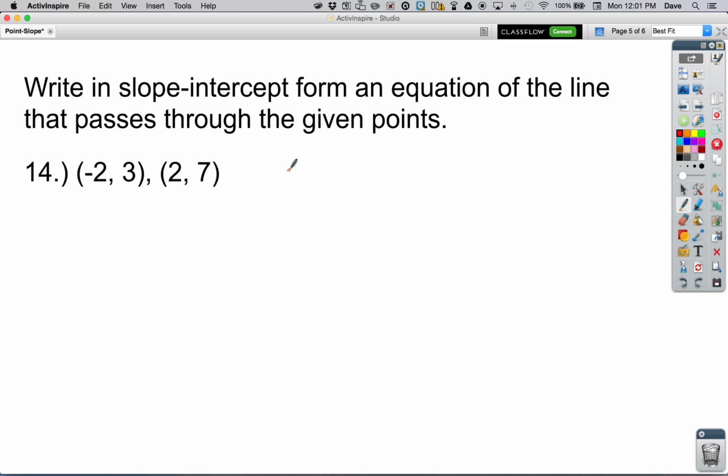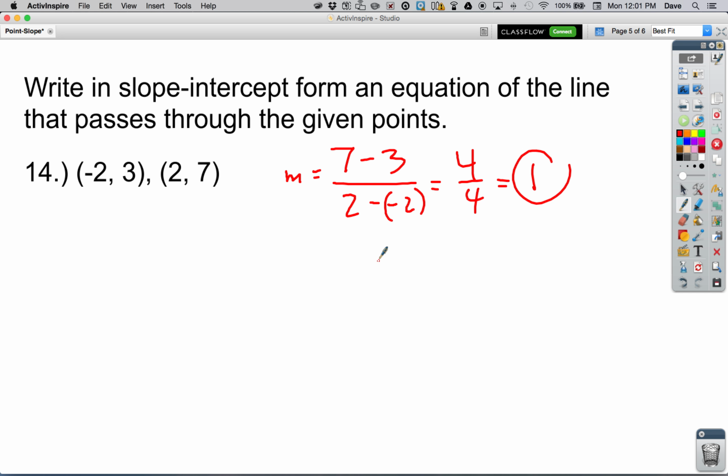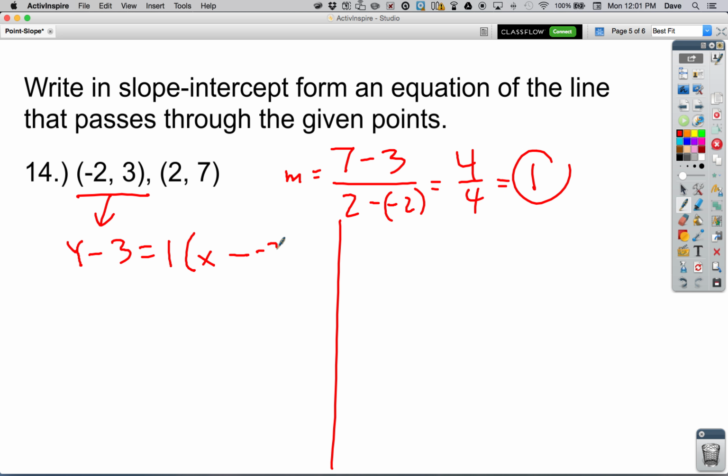All right, so first thing, find slope. So slope would be y2 minus y1 over x2 minus x1, which would be 4 over 4, which would turn out to be a slope of 1. All right, I'm going to split my paper again. Let's say I choose to use this point. So I would do y minus 3 equals a slope of 1 times x minus negative 2.